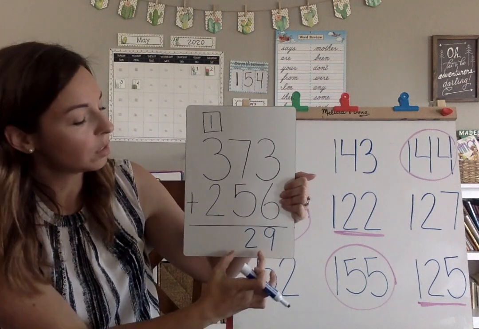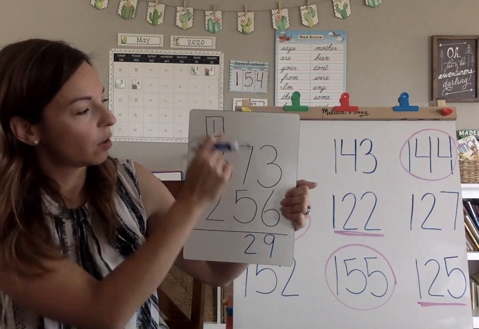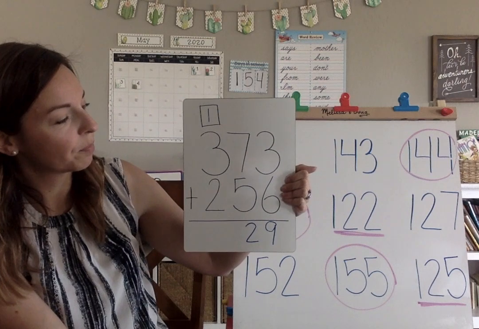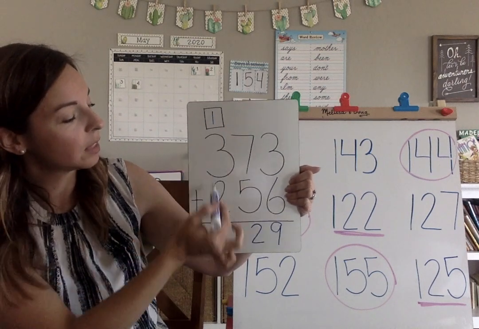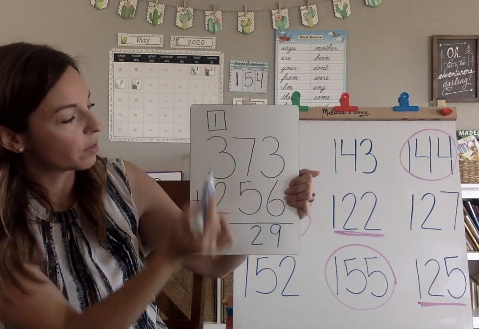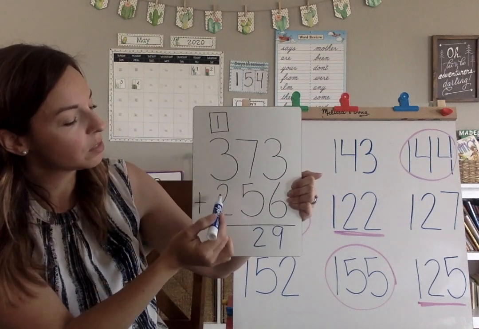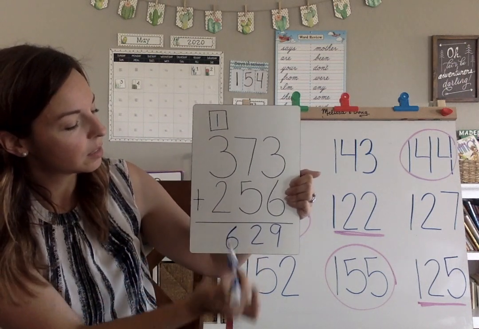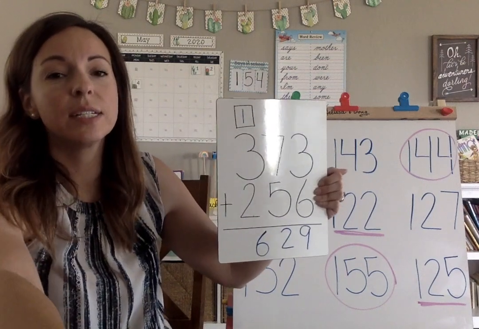We can't put the whole number 12 down here. The 1 has to go over. Now we can look at the hundreds place and add all of our numbers together. 1 plus 3 equals 4. 4 plus 2 equals 6. So our answer is 629.